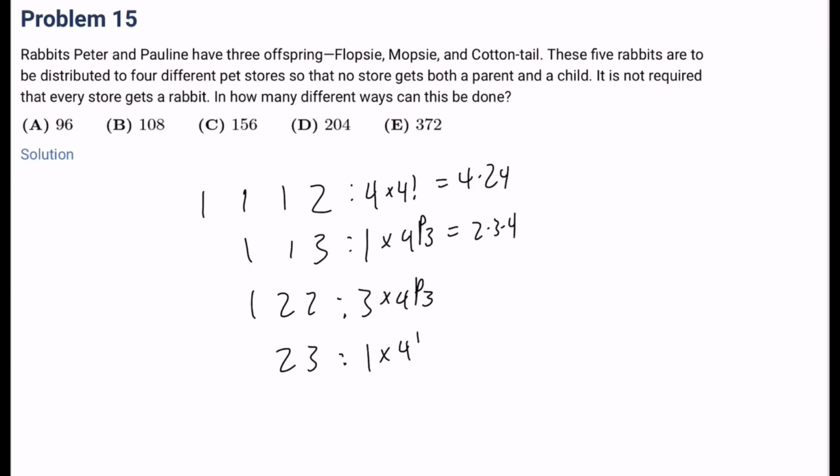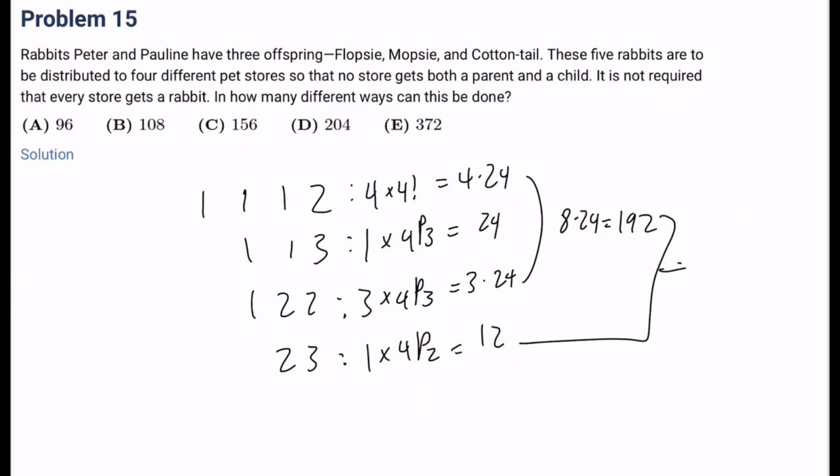1 times in the 4p2 for distributing it. So this is 3 times 2 times 3 times 4, which is 24. And this is just equal to 12. And 2 times 3 times 4, that's just 24. These give us, so we have to add these up. That gives us 8 times 24. This is 192. So 12 plus 192 gives us 204. And that's our answer. It's D.